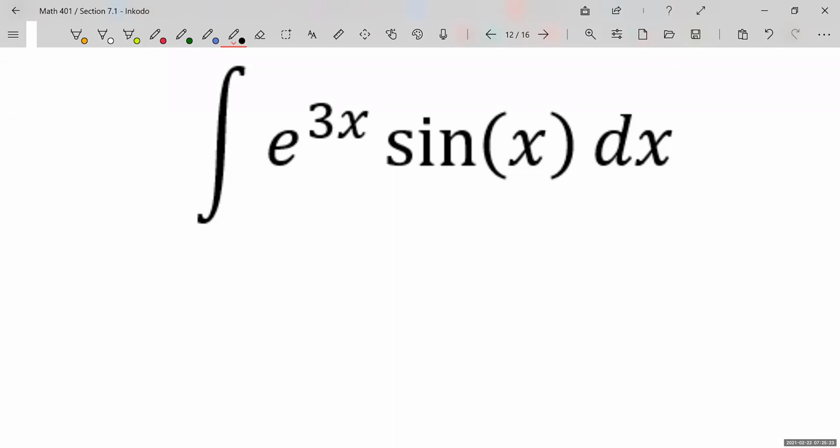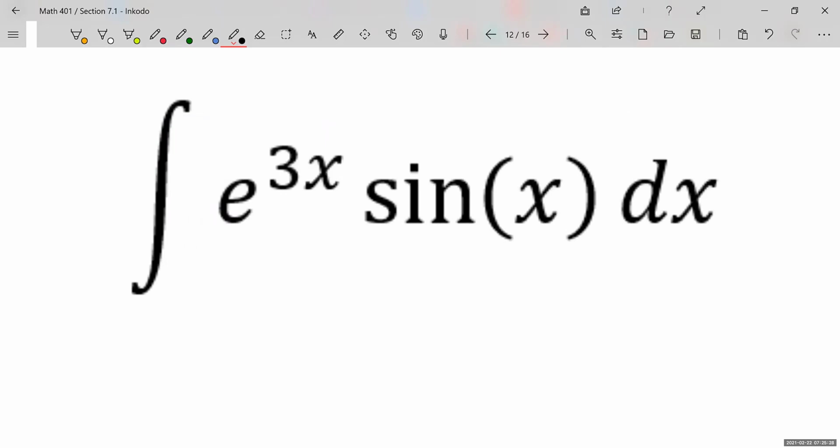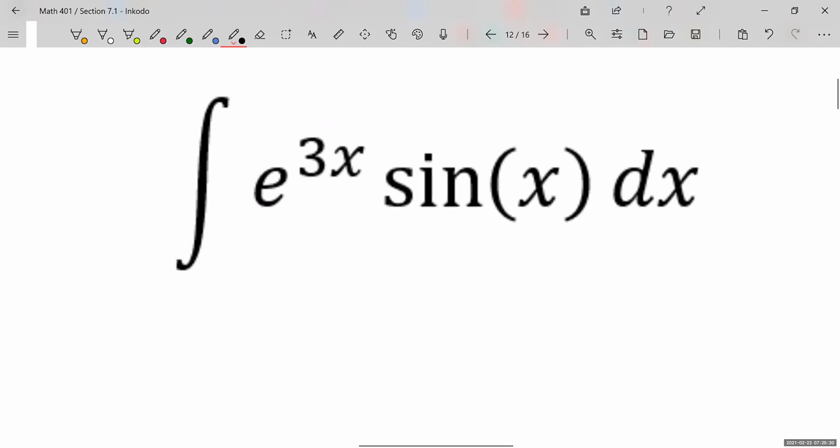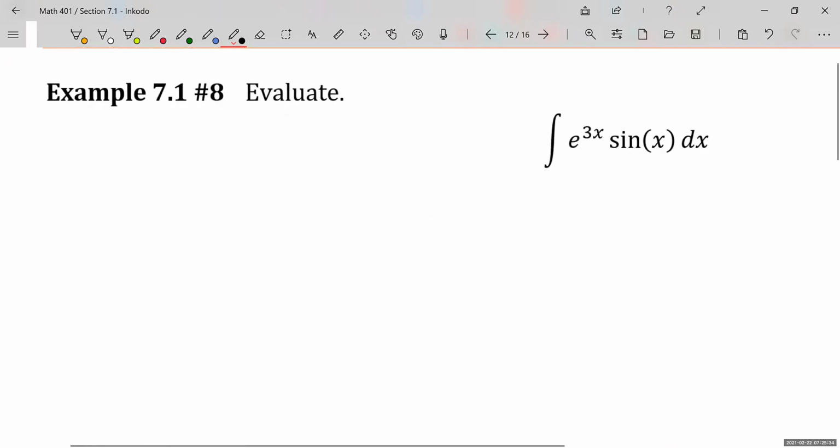And this is an extreme situation. The integral of e to the 3x times sine of x dx. Well, when you're looking at that, first of all, you should just think about all your previous techniques. Like, let's see, tactics. I'll write down again, tactics.